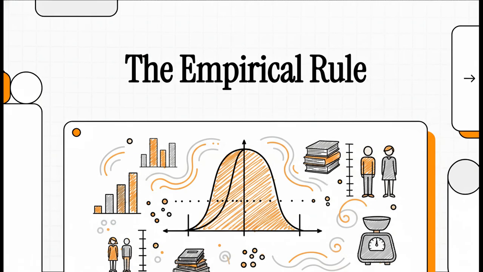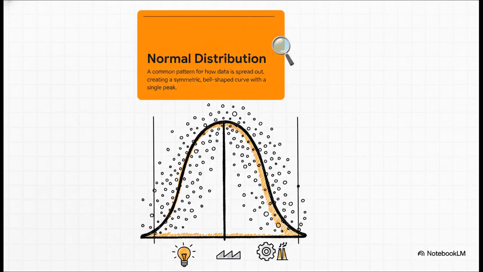You ever notice how some things in life just seem to follow a pattern? You know, like people's heights, or test scores, or even how long a product lasts? Well, it turns out there's a hidden order to all that randomness, and today, we are going to crack the code. So this pattern is officially called the normal distribution, but you probably know it by its more famous name, the bell curve. It's this perfect, symmetrical shape that just pops up everywhere.